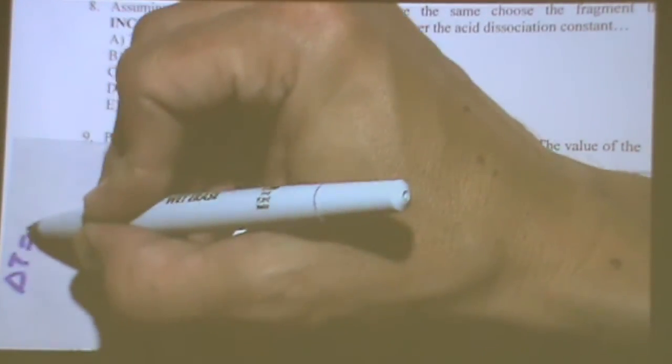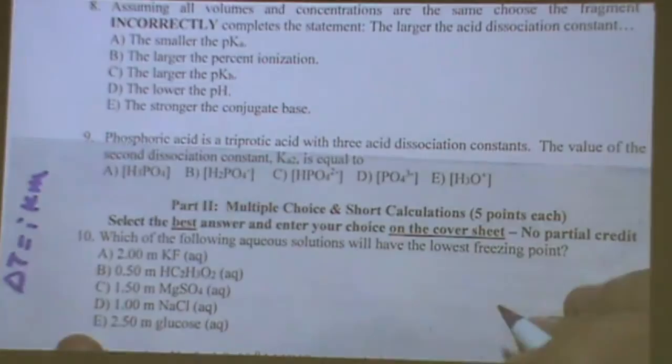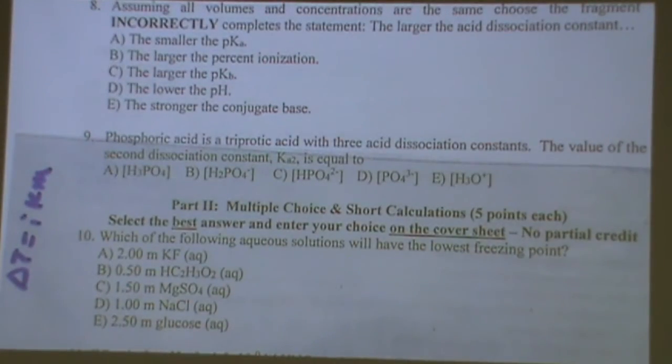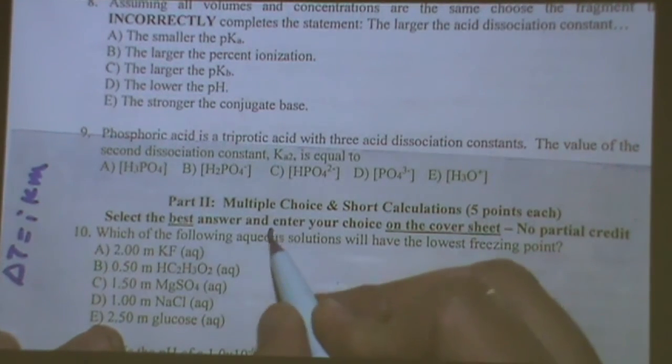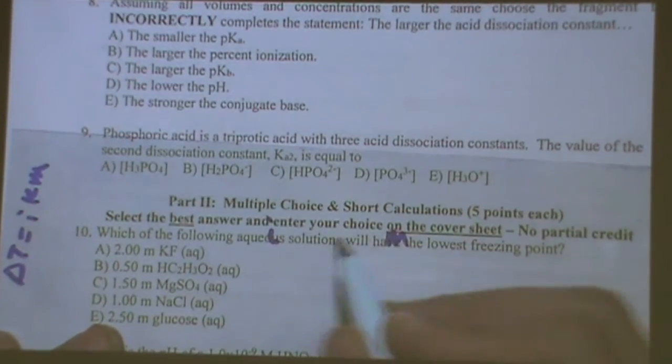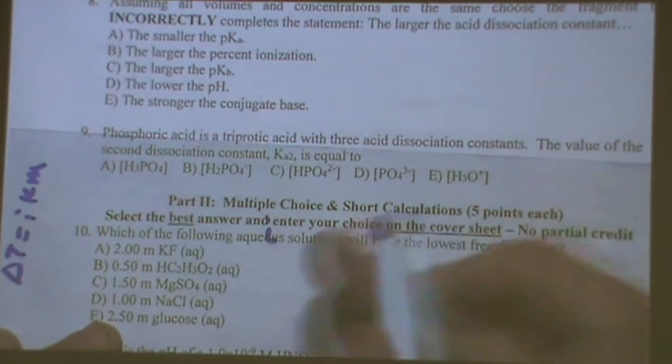Delta T equals iKm. Now, notice all these are aqueous, so K is constant for all of them. It's the K for water. K is not going to be a factor for us. The only factors will be i and m. So I'm going to make a little table of i and m, and we're going to multiply those out. Whatever gives us the biggest number will have the lowest freezing point. So i and m. The easy one is m, it's written right there.